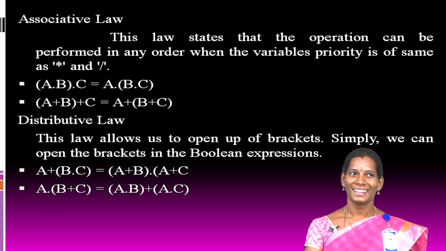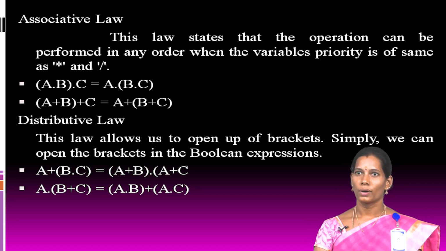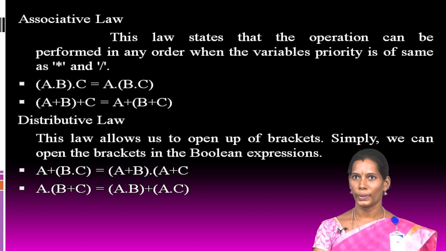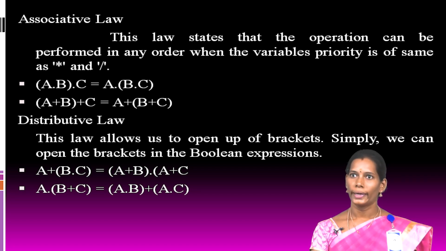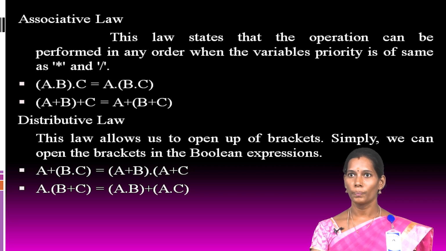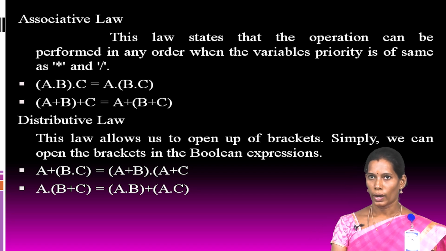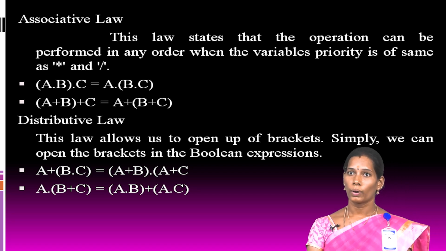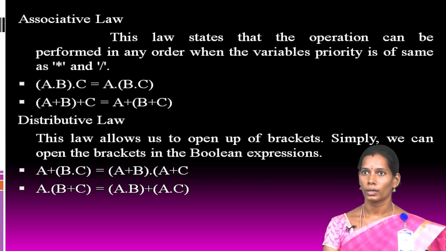Example 1, f equals x y bar z plus p. We defined the Boolean function f equals x y bar z plus p in terms of four binary variables x, y, z and p. This function will be equal to 1 when x equals 1, y equals 0, z equals 1, or p equals 1. That's all.